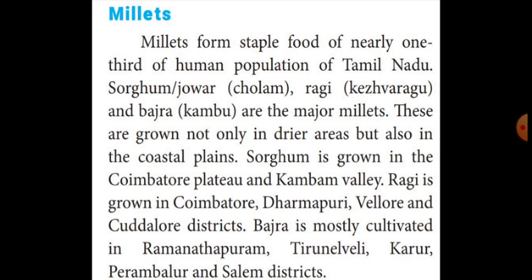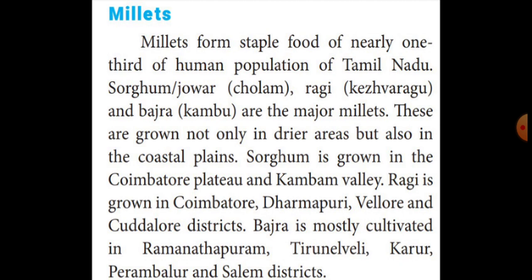Then bajra means kambu. These are the major millet crops. These crops are grown not only in drier areas; in the coastal plains also we can cultivate these millet crops. Mostly the sorghum, that means jowar, means cholam. Cholam is grown in the Coimbatore Plateau and Kambam Valley.